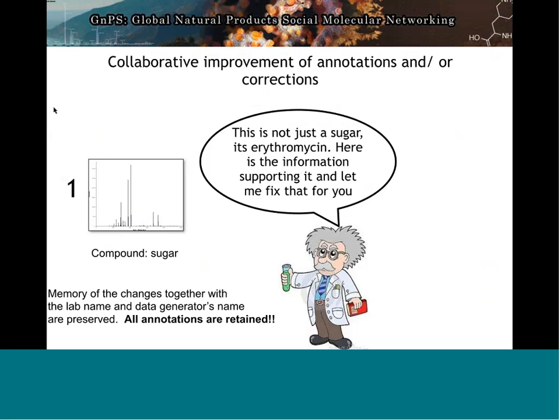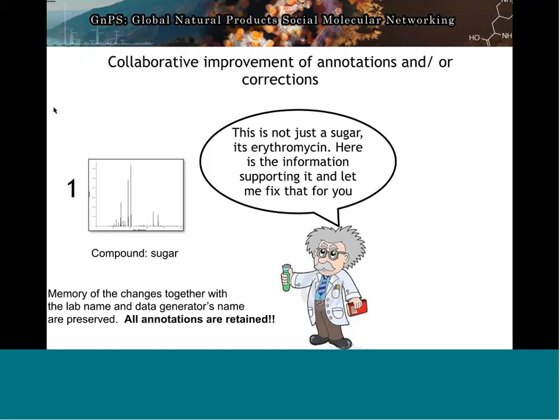One of those is that we provide the ability to actually take advantage of the community in terms of collective improvement of annotations of the information that's within GNPS. So let's say somebody said, I have an MS/MS spectra and this is a sugar. That's a great annotation because a biologist may care about this. But somebody else may know that this is not just a sugar. I know it's erythromycin. It's basically this antibiotic. And here's the supporting information of that. And let me fix that for you.